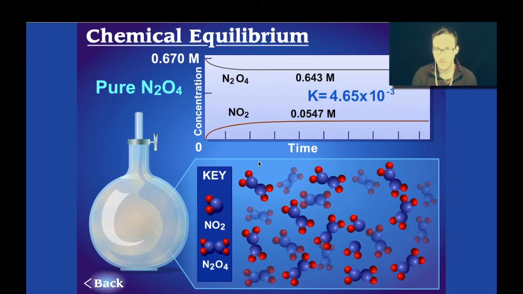And again, keep in mind it's dynamic. So we hit equilibrium. It's not like all of a sudden the reactions stop. It's just that the forward and reverse reactions are proceeding at the same rate. And so to our eye, it appears that they have stopped, but at the molecular level, they're still going back and forth, but at the same rate.